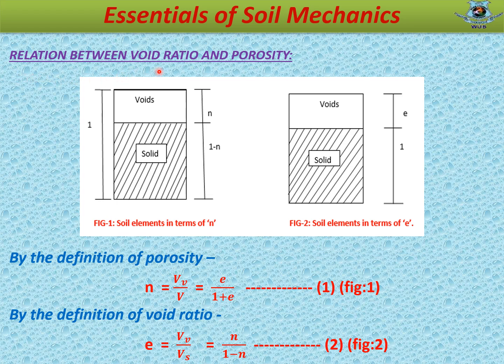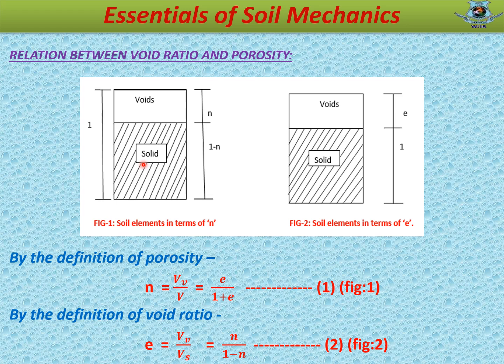Relation between void ratio and porosity. Figure 2 shows the soil element in terms of void ratio e. If the volume of voids is taken equal to e, the volume of solids by definition would be equal to 1, and the total volume equal to 1 plus e.